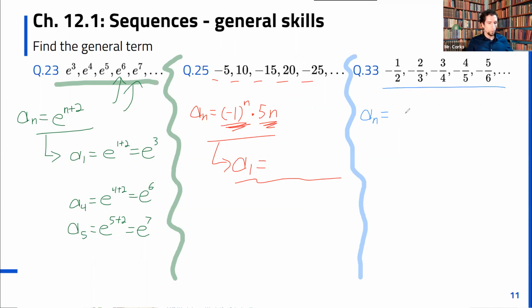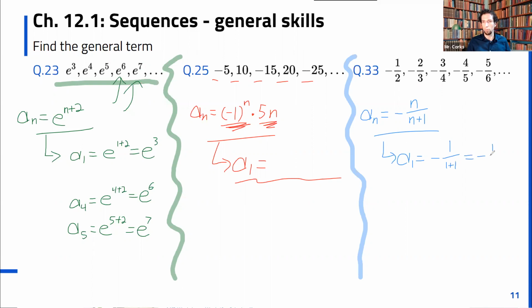The next one here on the right, can someone give us an idea? Negative n over n plus 1. Okay, so let's think about this. When n is equal to 1, a1 would be negative n, so -1 over 1 plus 1.